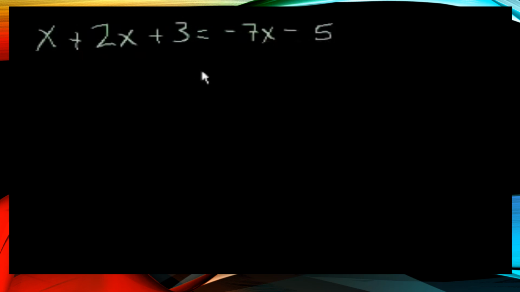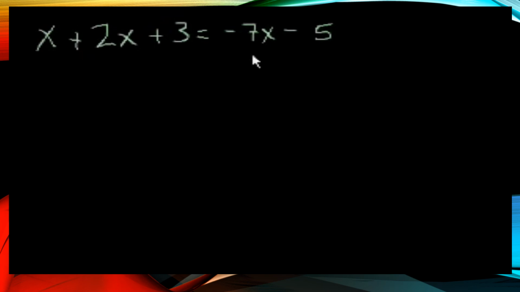Welcome to my presentation on level 3 linear equations. Okay, so let's make up a problem. Let's say I had x plus 2x plus 3 is equal to minus 7x minus 5. Well, in all of these linear equations, the first thing that we try to do is get all of our variables on one side of the equation, and then get all of our constant terms on the other side of the equation, and then it actually will become a level 1 linear equation.